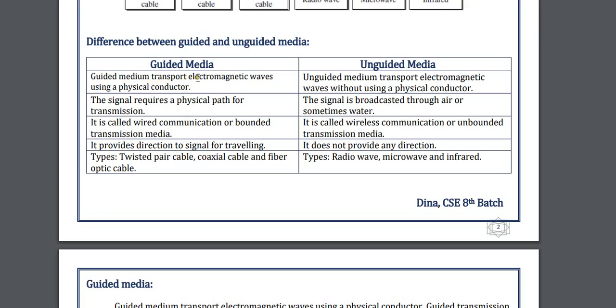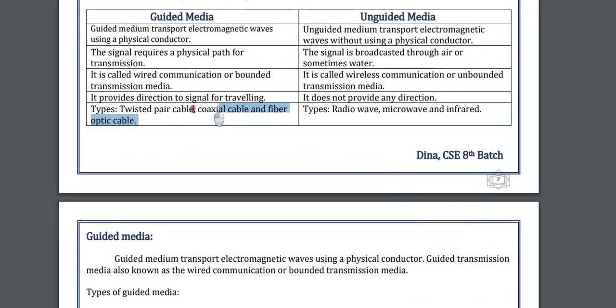Guided media transmit electromagnetic waves along physical paths, and the unguided media are not guided. Here there are physical paths for transmission, but unguided media don't have any physical path. It is called wired communication, but unguided media is not wired. Examples of guided media and unguided media are given here.